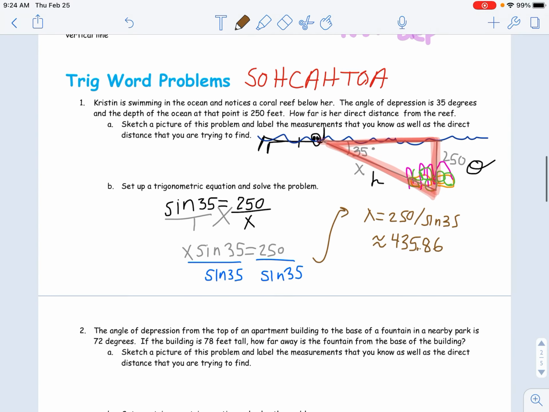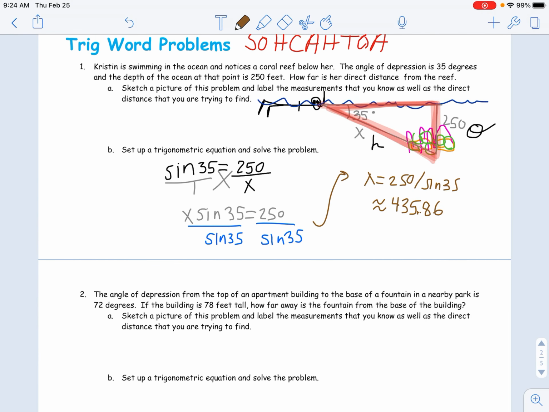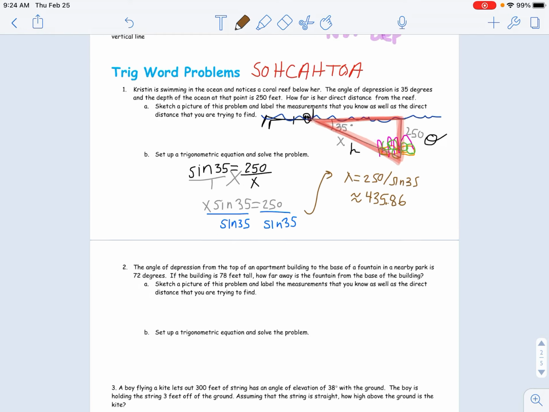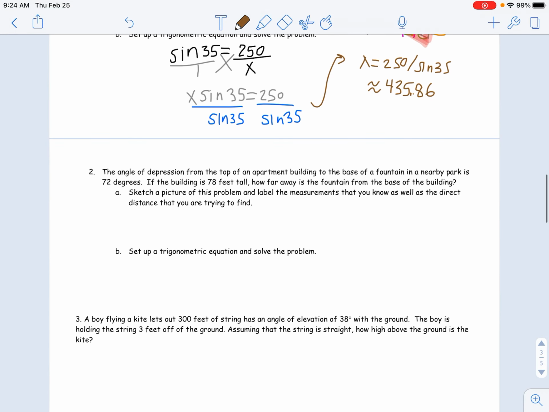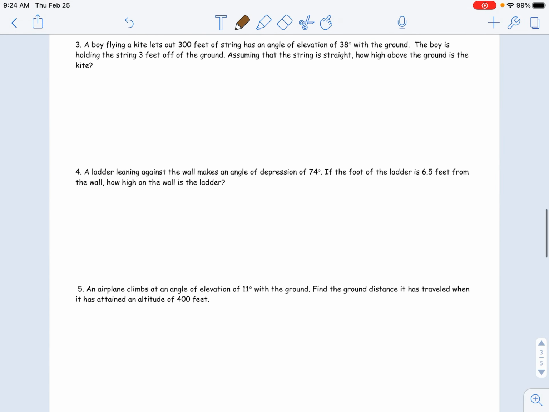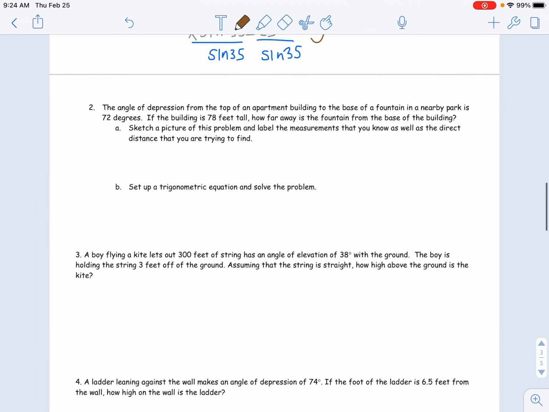So drawing a picture, setting up the trig function, cross multiplying, and solving. Again, a bunch of repetition. Hopefully you're starting to feel pretty good about all this trig stuff right here. Let's just continue to go.